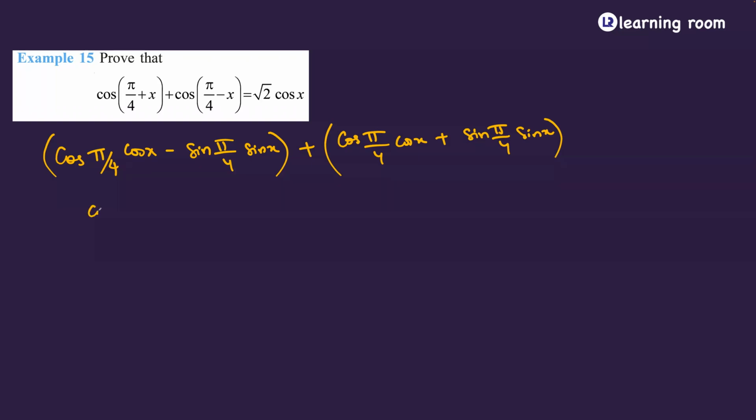So this will become cos x divided by root 2. But if you observe, sin pi by 4 sin x and sin pi by 4 sin x, they both get cancelled because they are of opposite sign. So here you are left with cos x by root 2 plus another cos x by root 2, which will be 2 times cos x divided by root 2, which will be root 2 times cos x. So that's the answer. 2 by root 2 is root 2, right? Simple, no?